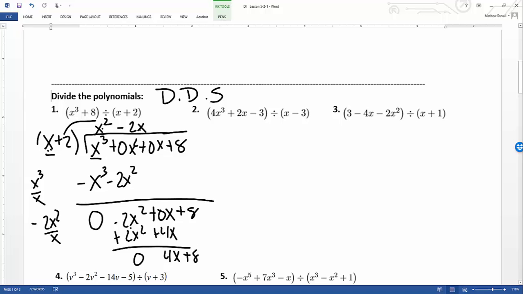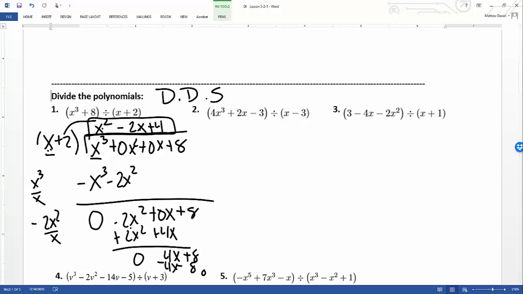And then x goes into 4x 4 times. Distribute. So 4x, 4 times 2 is 8. Subtract, you get 0. So it's going to be remainder 0. So that's going to be my answer.